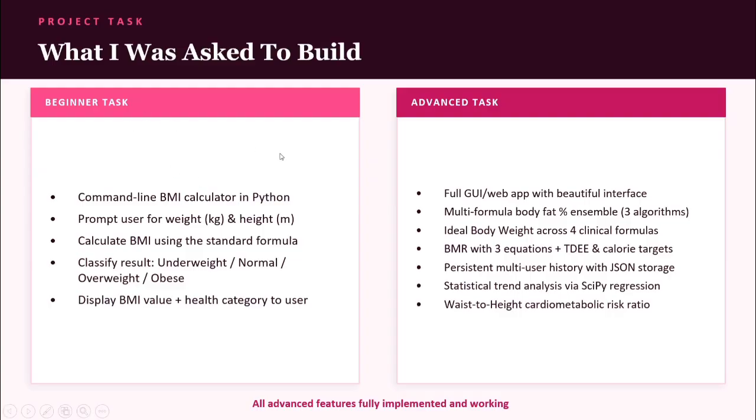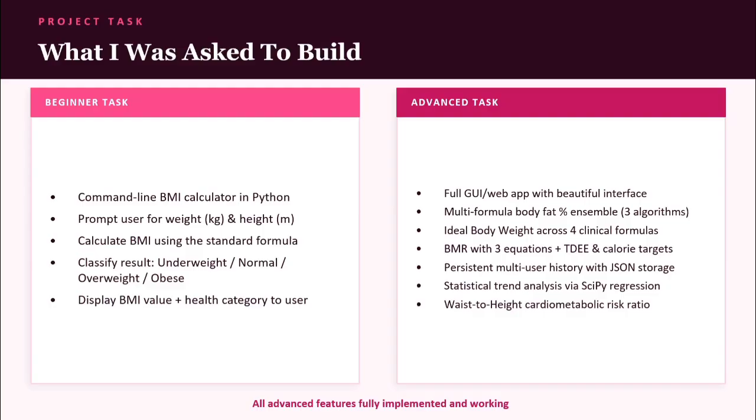First, the task. The task had two levels, a beginner version and an advanced version. For the beginner task, I had to build a simple command line BMI calculator in Python, taking the user's weight and height, apply the BMI formula, classify the results into categories like underweight, normal, overweight, or obese, and print the output. Now, for the advanced task, the bar was raised significantly.